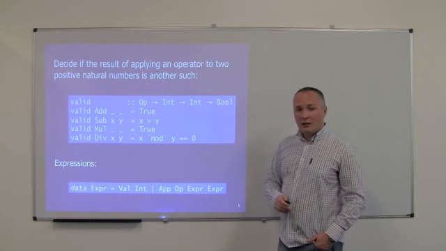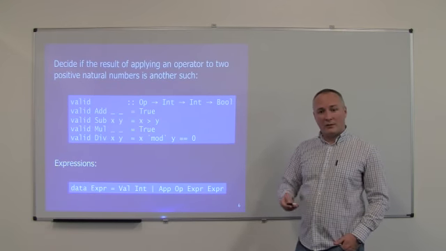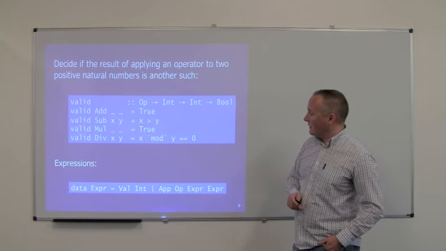Multiplication is the same as addition. If you multiply any two positive natural numbers, you get another one. 2 times 3 is 6, so that's okay.